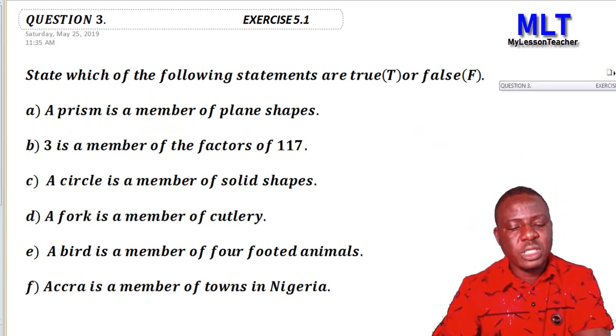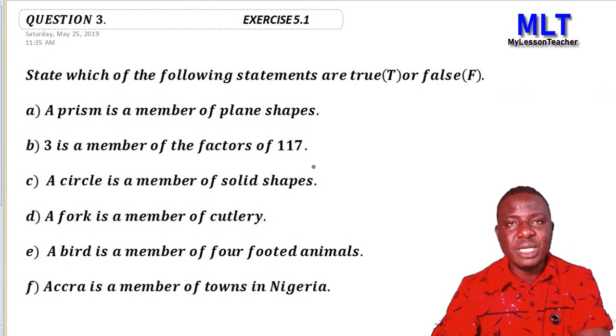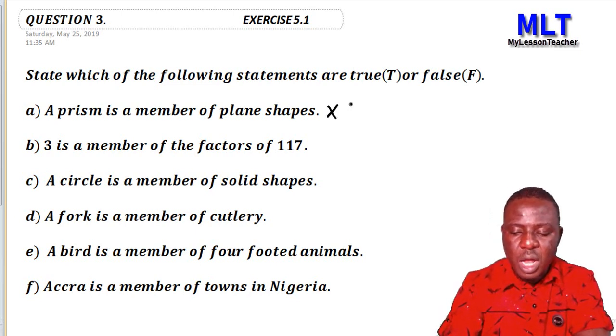The next question says we should state which of the following statements are true or false. A prism is a member of plane shapes. Is a prism a plane shape? First of all, you need to ask yourself, what is a plane shape? So, a prism is not a plane shape because a prism is not a two-dimensional shape. Plane shapes are two-dimensional shapes, but a prism is said to be a three-dimensional shape. That makes it not a true statement. So this is false. I'll denote it using F.